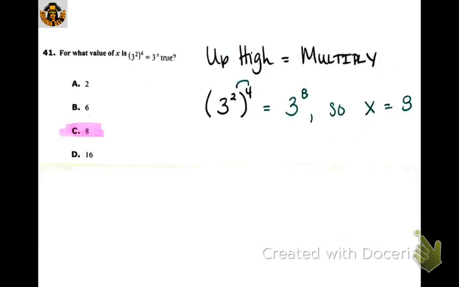And then we're just multiplying the powers when it's a power to a power like that. So it's 3 to the 8th, and so then we know that x has to be 8.